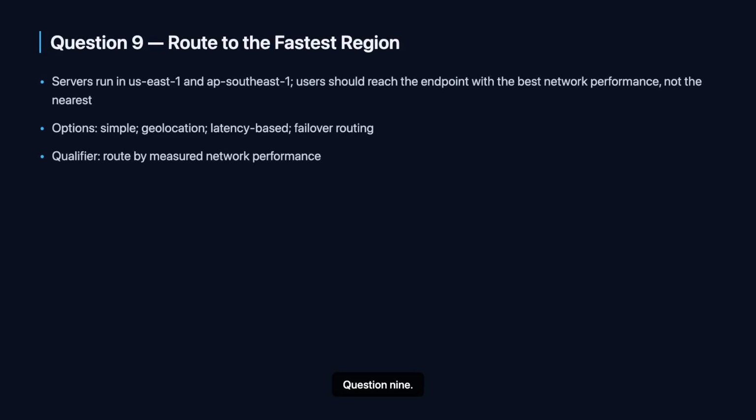Question 9. Servers run in two regions, US East 1 and AP Southeast 1, and users should reach the endpoint with the best network performance, not necessarily the nearest one. The options are simple: geolocation, latency-based, or failover routing. The qualifier is route by measured network performance.